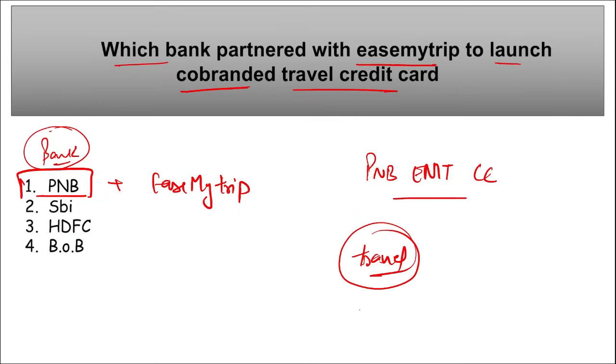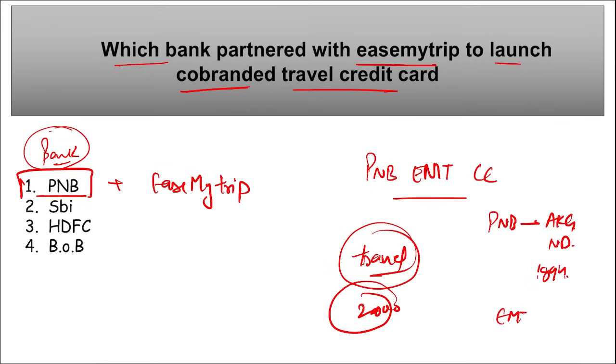And this card is available for an annual membership fee of 2000 rupees and can be globally accessed across 100 countries. If we talk about PNB, Atul Kumar Goyal is the chairman, managing director and CEO. Headquarters is in New Delhi. It was established in 1894. If we talk about Ease My Trip, Nishant Pitti is the co-founder and CEO, and it was founded in 2008 and headquarters is in New Delhi.